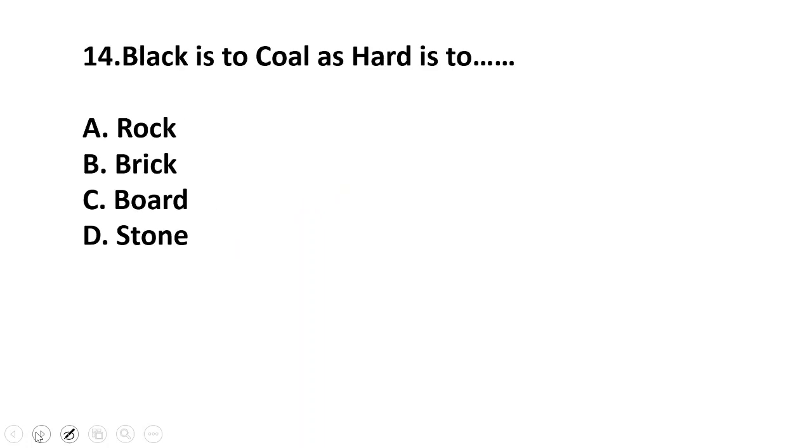Black is to coal as hard is to, that is, coal is what? Coal means koila. So black color is coal. So hard is to rock, brick, board, stone. So it is rock.